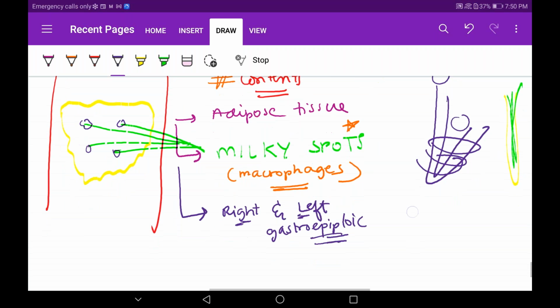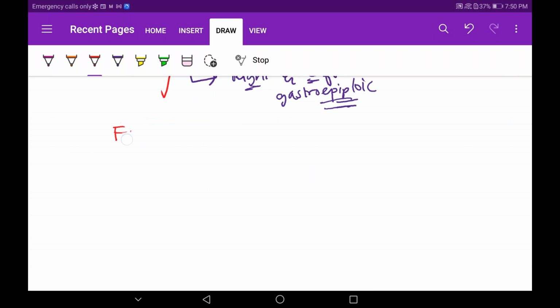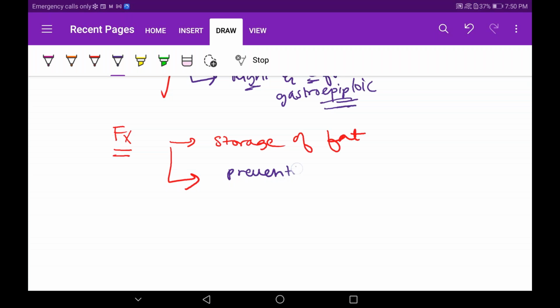What are the functions of the greater omentum? All this you have to write in the exam. You cannot jump from this. What did I tell you? First point, storage of fat. That is the most gracious part. Very important aspect: it helps in preventing spread of infection.